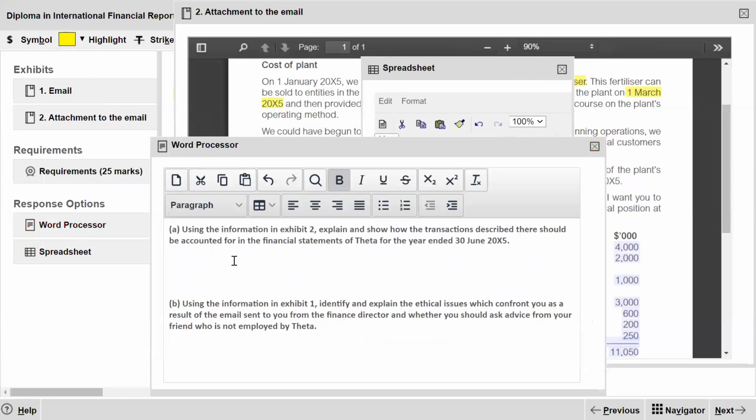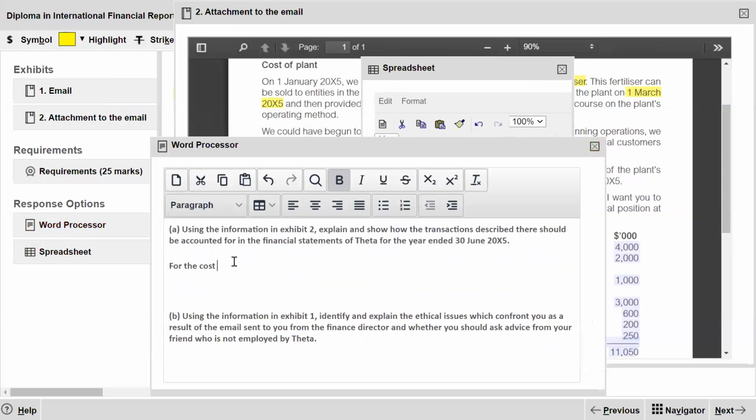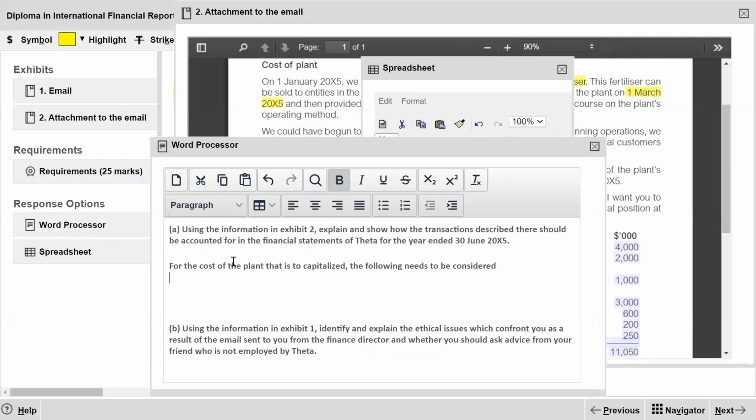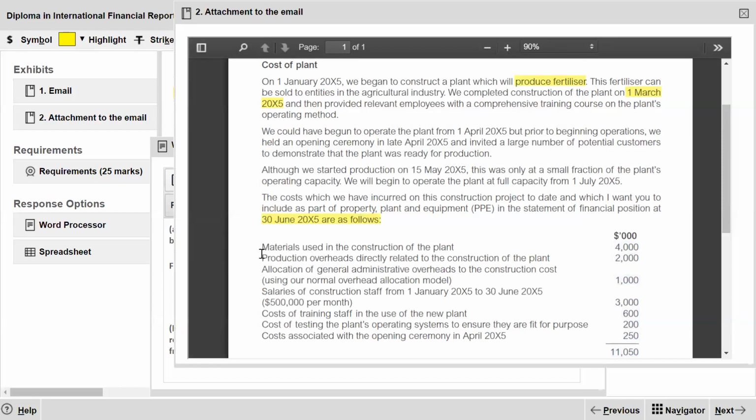Now, let me guide you on how exactly we are going to answer the question. For the cost of the plant that is to be capitalized, the following needs to be considered.